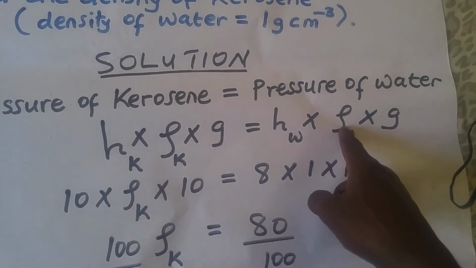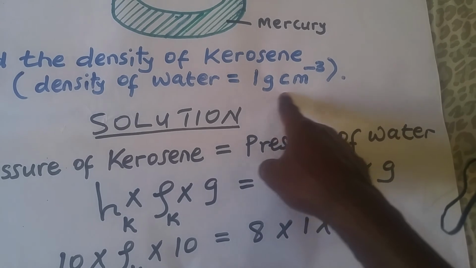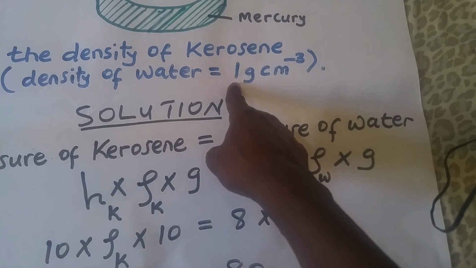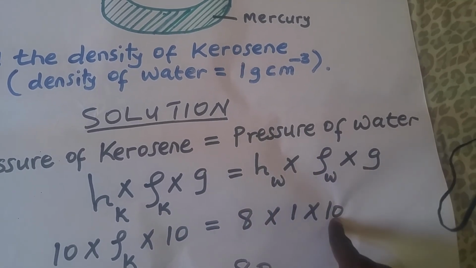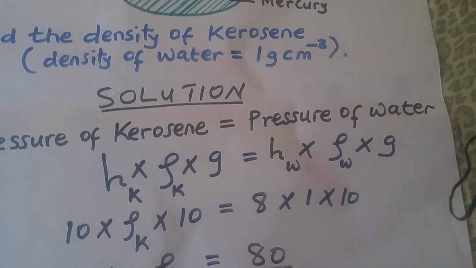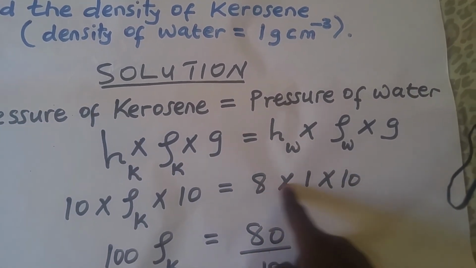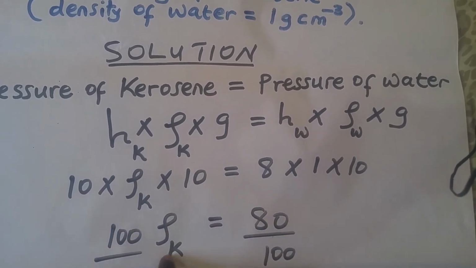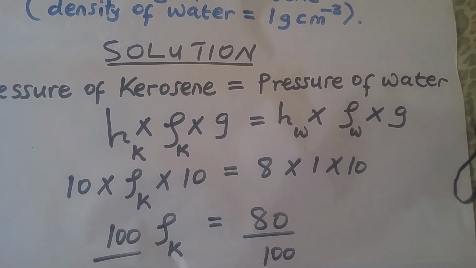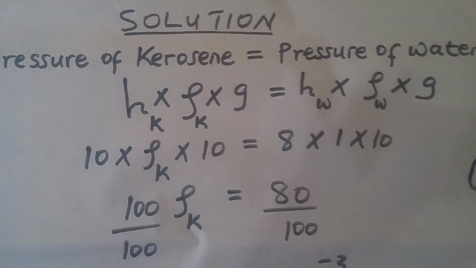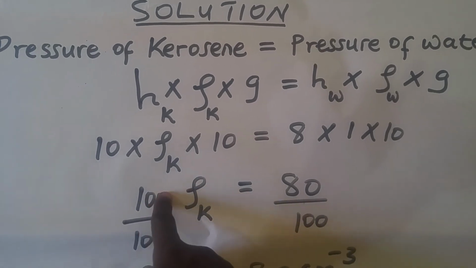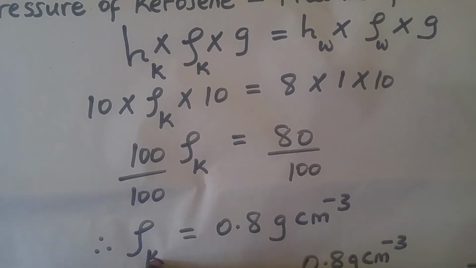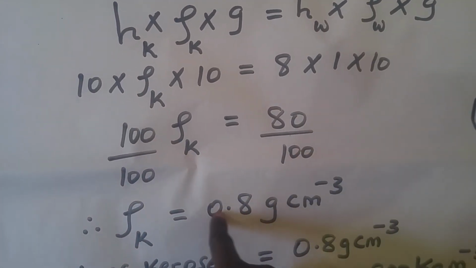Since we were not given, we use 10. Okay? Then here, the density of water is also given, 1 gram per centimeter cubed. So we leave it as 1. Density of water is here, it is 1. Times acceleration due to gravity, which is what? 10. Now, when you multiply all this, you get 80. When you multiply all this, you get 100 density of kerosene. Because we are interested in the density of kerosene, what do we do? We divide both sides by 100. So this one cancels with this, and we remain here with the density of kerosene, like this. Then when you divide these two, you get 0.8.